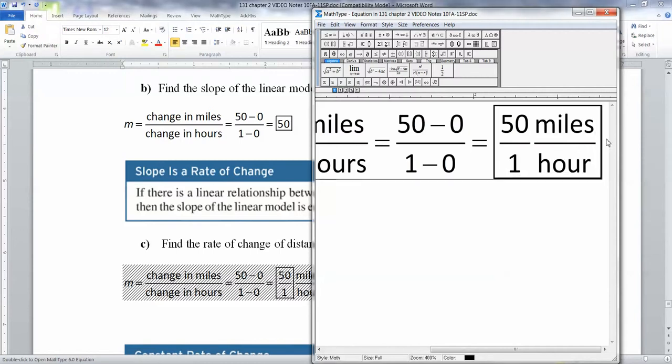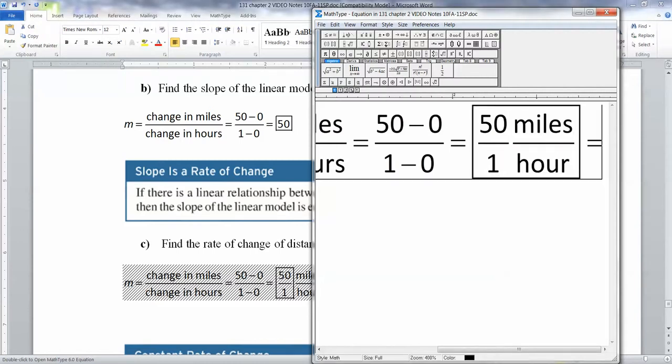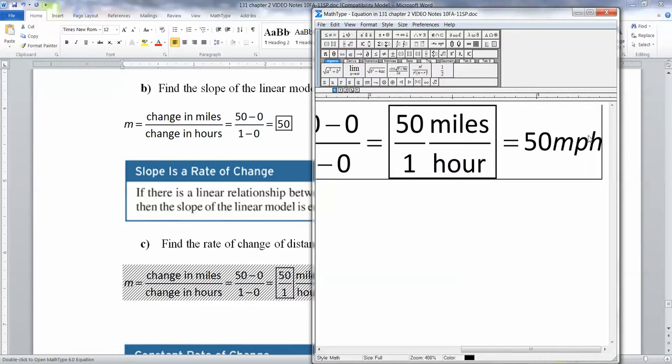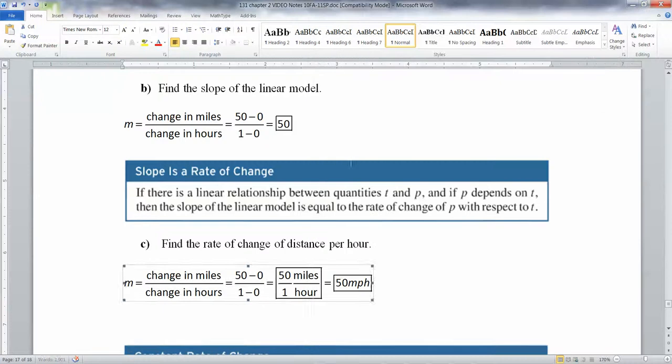The way to write that in a different form, if you don't want to write 50 over 1 like that, you can just write 50 mph. mph is the unit for miles per hour. Right? So the slope is just the raw number. Slope doesn't have units. So let me take a note. Slope does not have units necessarily, right? It's just change in y over change in x, change in miles over change in hours. And then the rate of change part, rate of change has units. They're the same thing. They're the same number. It's just that the rate of change part is the slope within context, if you will.